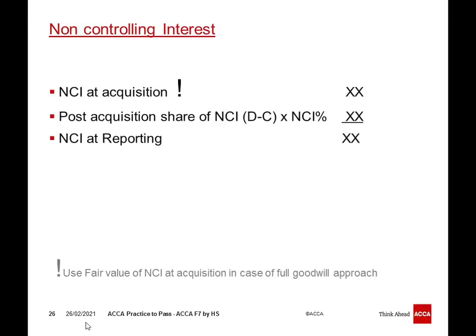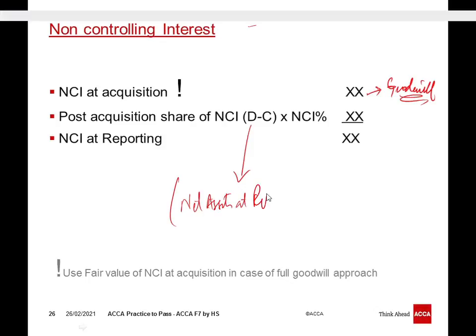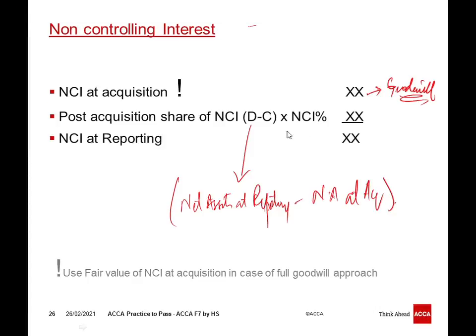So how can we calculate the NCI at acquisition and the NCI at the reporting date? NCI at reporting will be calculated as NCI at acquisition, this is the value that we have already utilized in goodwill, plus the post-acquisition profit. Post-acquisition profit means net assets at reporting minus net assets at acquisition, into the NCI percentage.